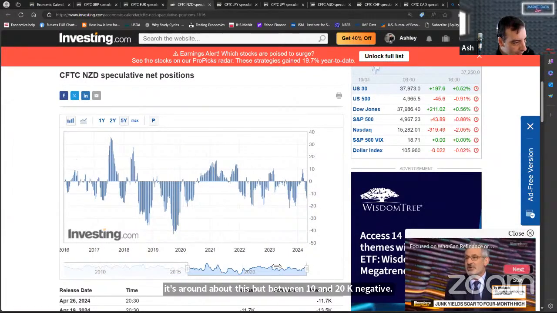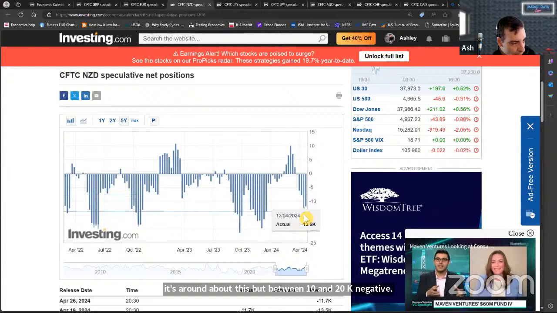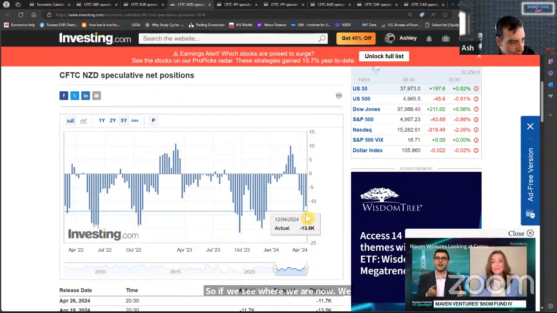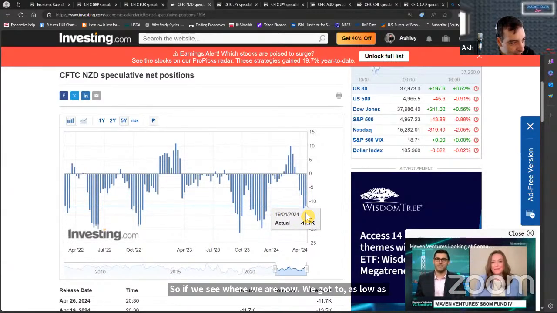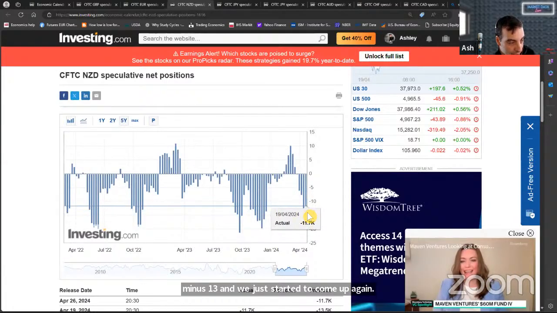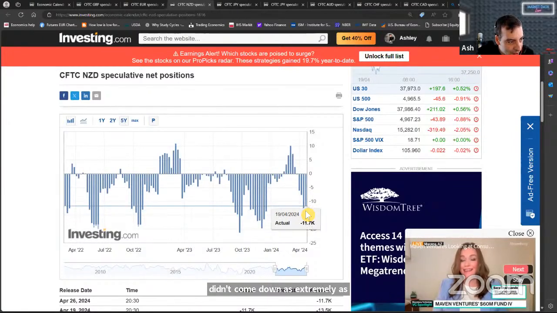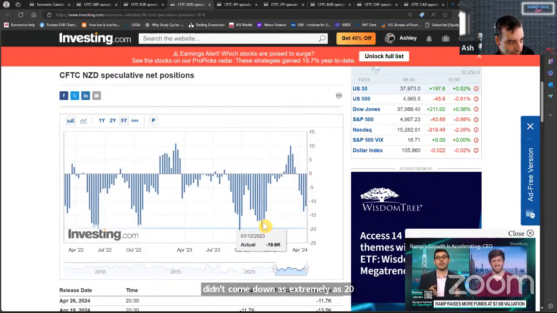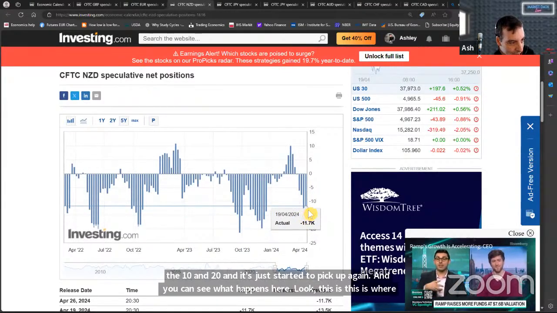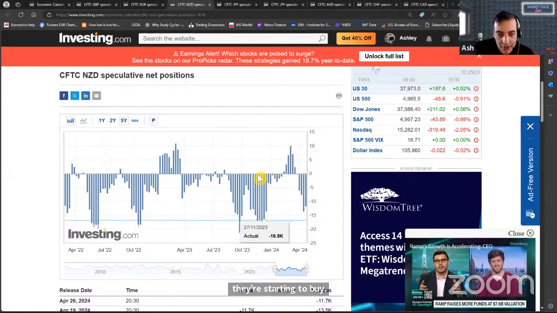So if we see where we are now, we got to as low as minus 13, and we've just started to come up again. So this actually, I would see as more of a bullish signal, because it may well have troughed down here. It didn't come down as extremely as 20k, but it's between the 10 and 20, and it's just started to pick up again. And you can see what happens here. Look, this is where they're starting to buy. So we're really trying to look at these areas where it's got some room to travel. So that's a bit more bullish.